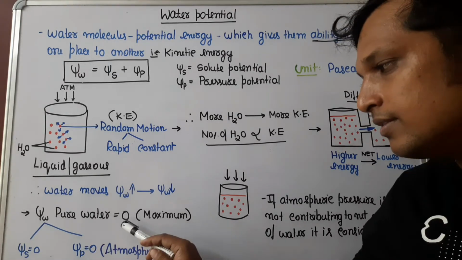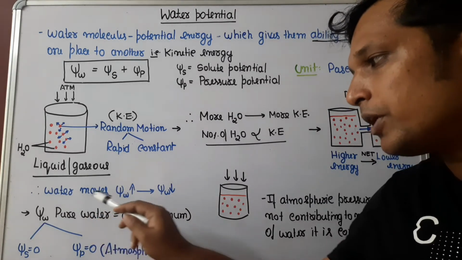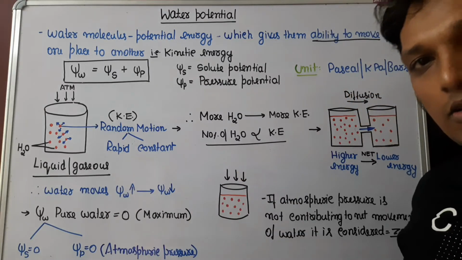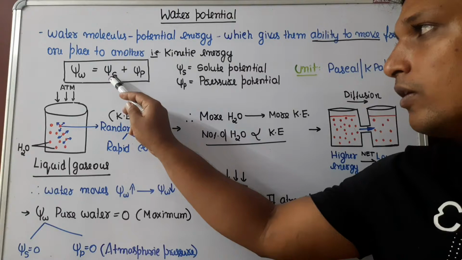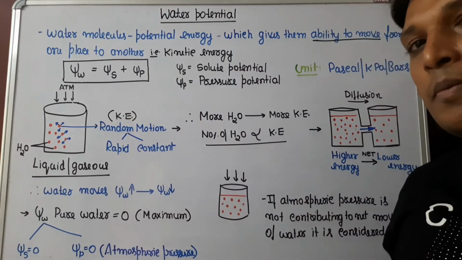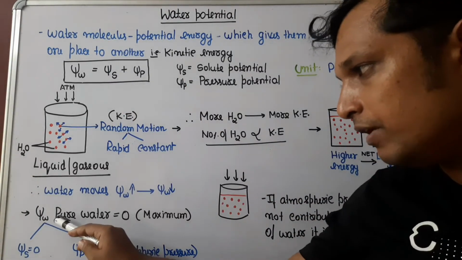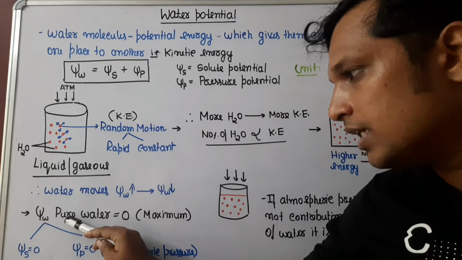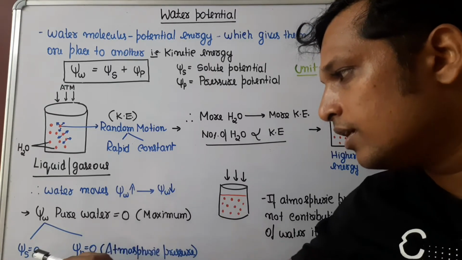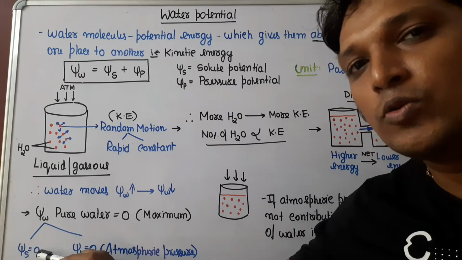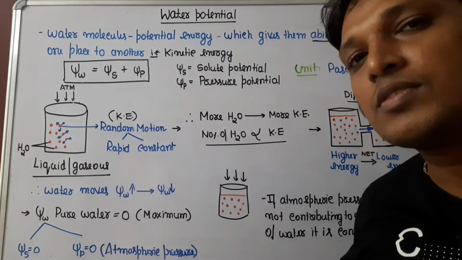Now let us know why the water potential of pure water is 0. Water potential, as we know, depends upon two factors, solute potential and pressure potential. For now, remember that the water potential of pure water is 0 because pure water doesn't have any solute, so its psi S becomes 0.